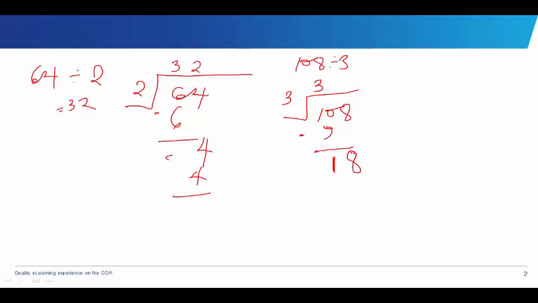We bring down this 8, that is 18. What number will you multiply to give you 18? 6. 6 times 6 is 18. When we subtract, we have 0. So our answer is what? 36. Let's try another number.